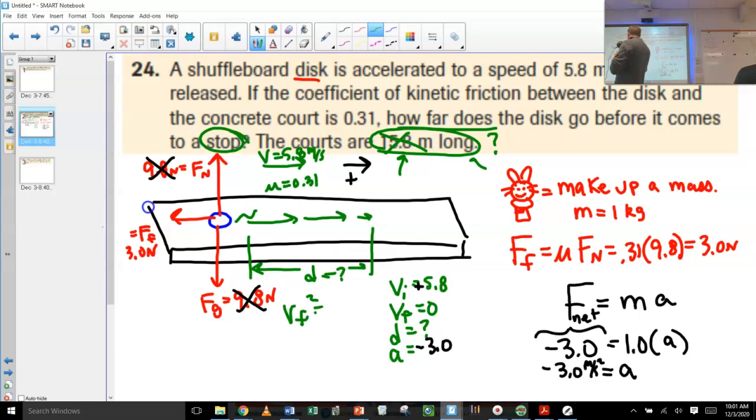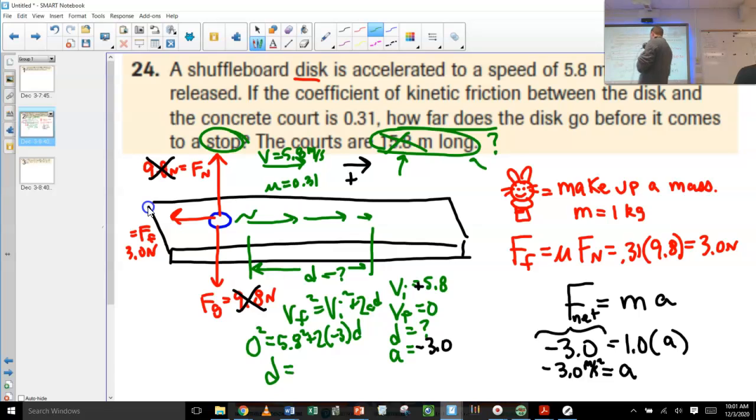Vf squared equals Vi squared plus 2AD. Final velocity squared, initial velocity squared plus 2 times my acceleration times my displacement. It ends up going 5.6 meters. So it doesn't go the full length, and that's what we thought from the beginning. I think this was a number they just gave you to throw you off the trail.